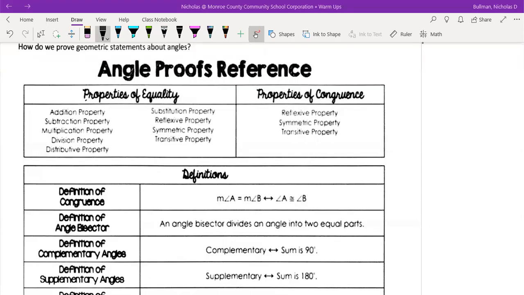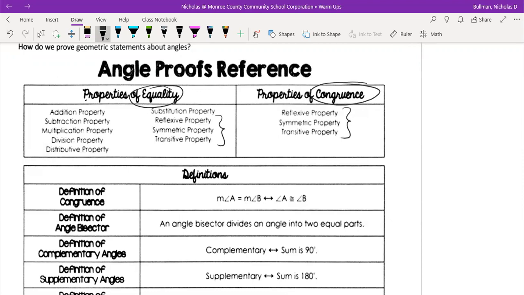Today we're going to talk about angle proofs and segment proofs. And just to give you some reminders, up here are your properties of equality and your properties of congruence. Remember that they do have three in common on your property of congruence and your property of equality: reflexive, symmetric, and transitive is what we're showing.